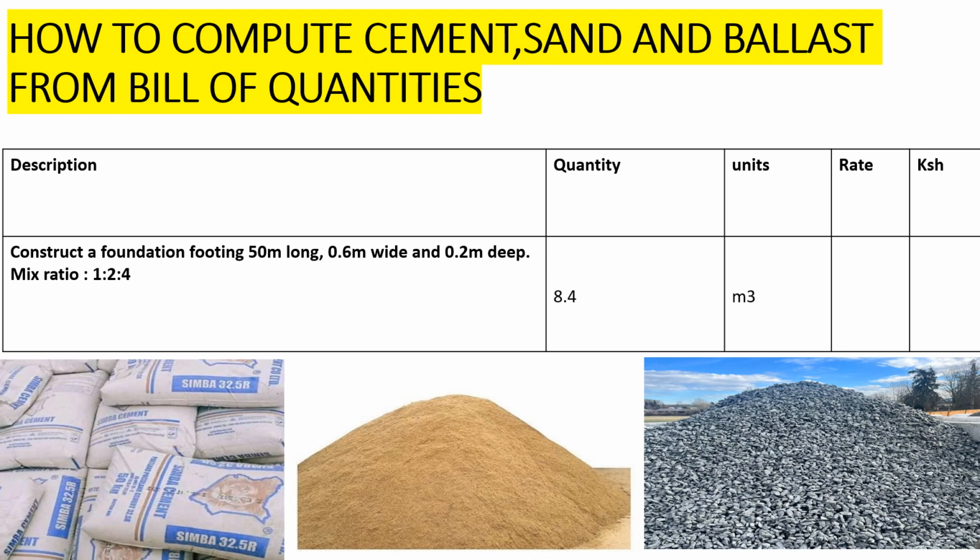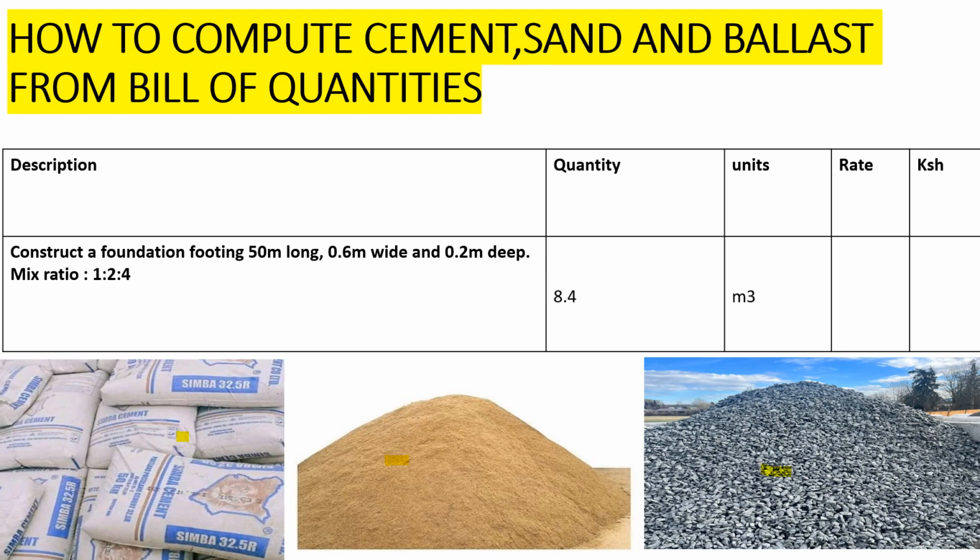Now on today's tutorial we want to emphasize on how to compute materials, that is cement, sand, ballast, from bill of quantity. We know that a bill of quantities is a written document that contains complete description. As you can see, we have the description here, and then we have the quantity, the units, rates, and then we have shillings. Now in this case we want to look at the quantity of cement, sand, and ballast that we are going to require for this description.